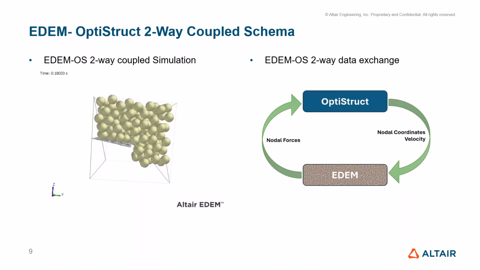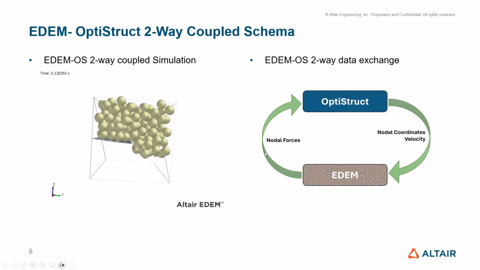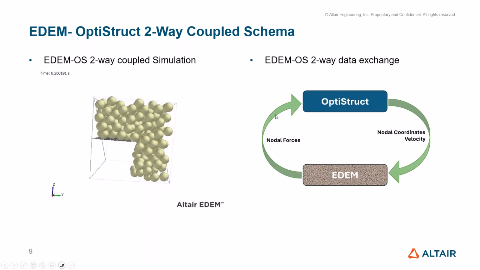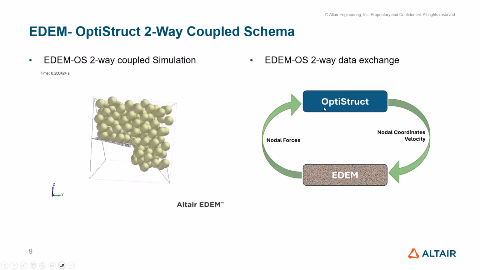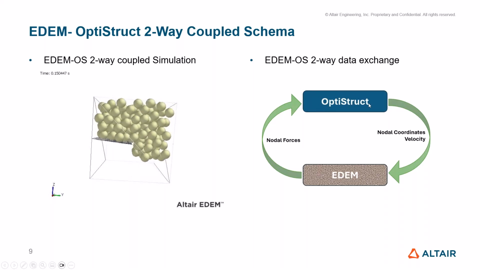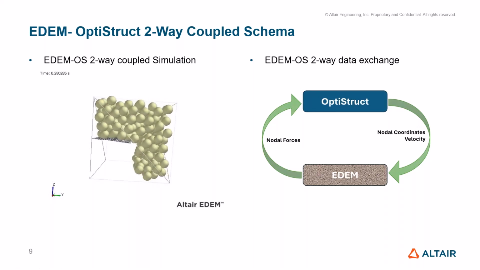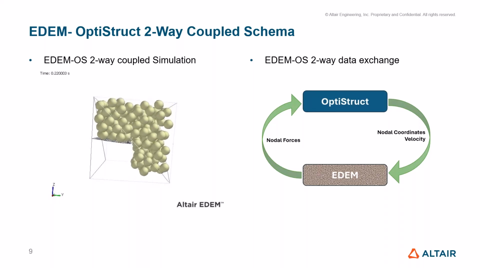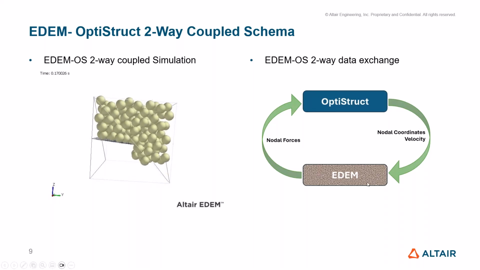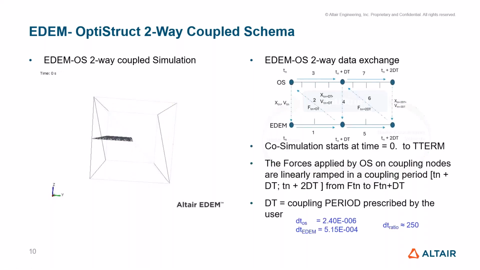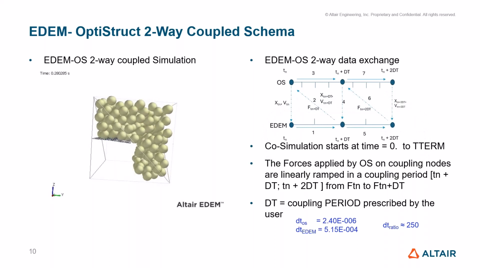So that's where the nodal forces, as the mesh and nodes are in line between EDEM and OptiStruct. From EDEM, nodal forces are transferred to OptiStruct, and in response, after solving the FEA simulation, OptiStruct transfers back new nodal positions and velocities as input to EDEM. We'll see how this scheme works as a coupling.